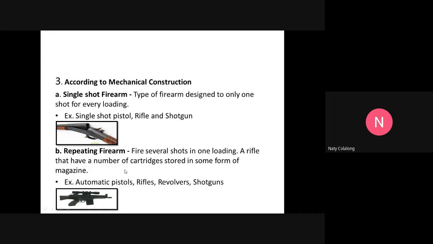Then you have the repeating firearm, which fires several shots in one loading. Okay? Tuloy-tuloy yan. A rifle that have a number of cartridges stored in some form of magazine. So example, we have automatic pistols, rifles, revolvers, and shotguns.